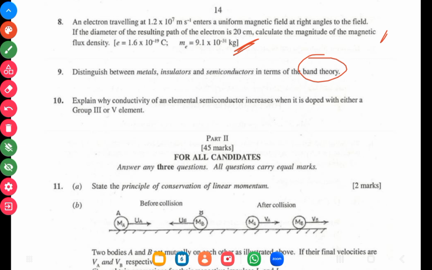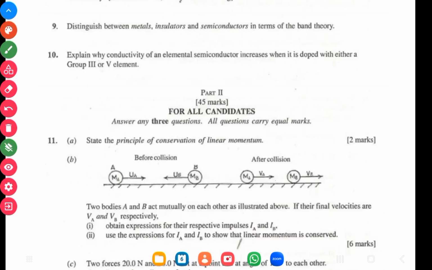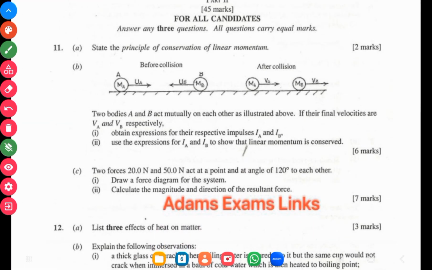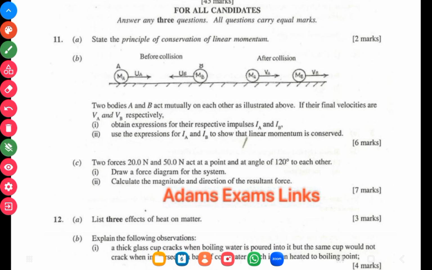Question 10 says explain why conductivity of an elemental semiconductor increases when it's doped with either a group 3 or group 5 element. Just be brief and then answer. Then question number 11 for all candidates. This is a momentum question.